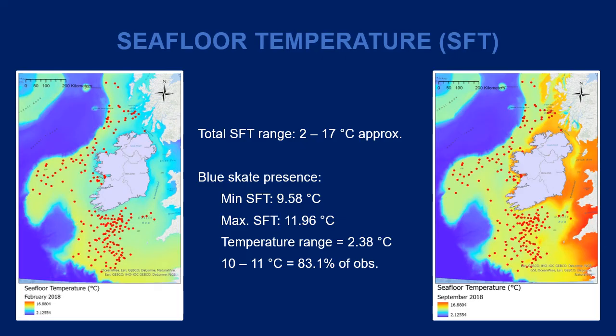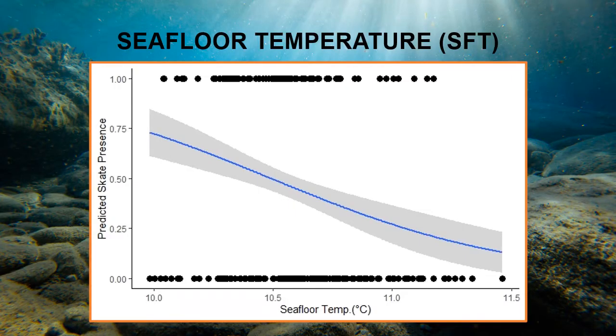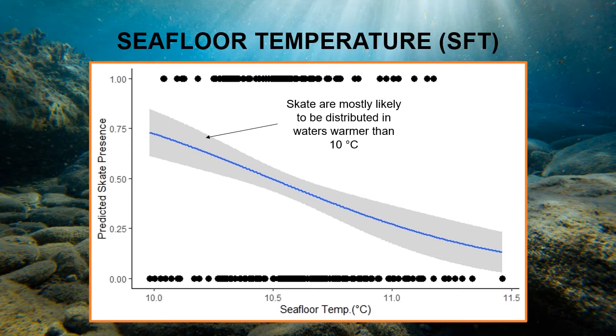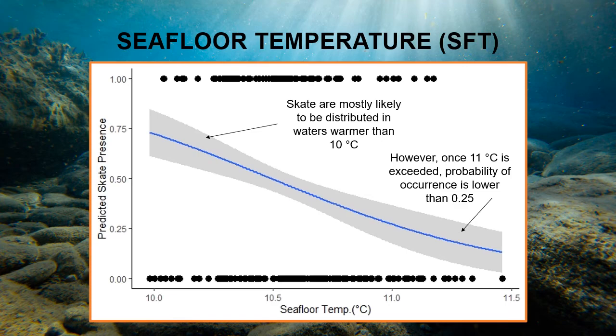Blue skate exploited a small seafloor temperature range of 2.38 degrees, between 9.5 and 11.9 degrees Celsius. 83% of observations were in waters between 10 and 11 degrees. Probability of presence was therefore highest within this range. Once 11 degrees was exceeded, probability dropped below 0.25.